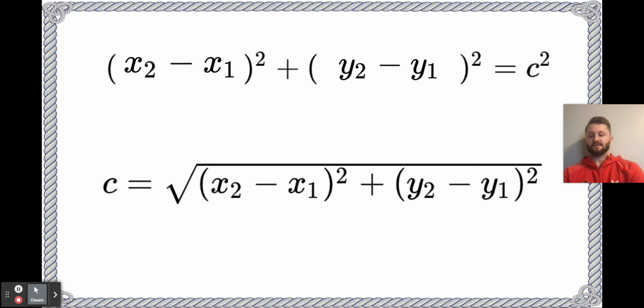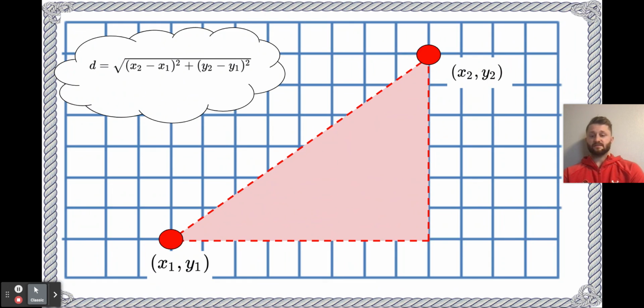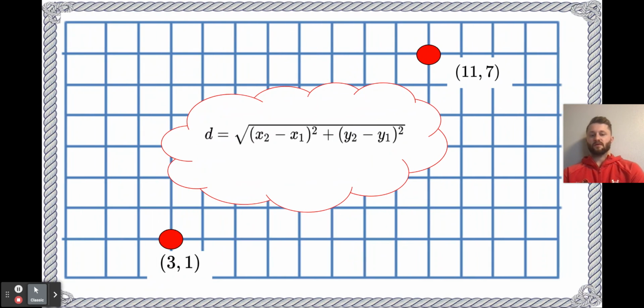And this is the distance formula, the square root of x sub 2 minus x sub 1 squared plus y sub 2 minus y sub 1 squared. And so this is my distance formula, and a right triangle is conceptually how we found the distance formula. So in class, we are going to practice the skill of applying the distance formula to find the distance between two objects on a coordinate plane.